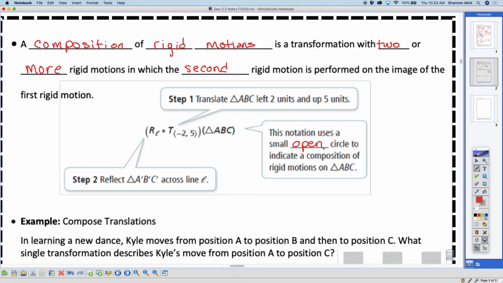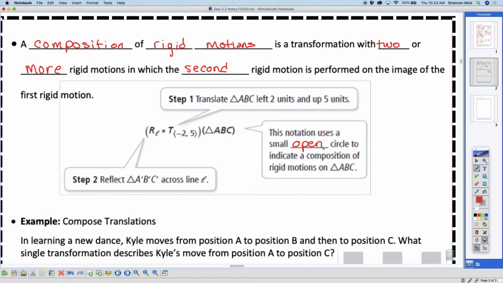So what I do first is translate it. You always do the second thing first, because it doesn't work any other way. And if there's 6 things, you start at the far right and work your way backwards. We're not reading. So first I'm going to do T, translate it. X, how many units? Negative 2. Y, how many units? 5. And when we're done translating, we reflect it over line L. So that's what that says.